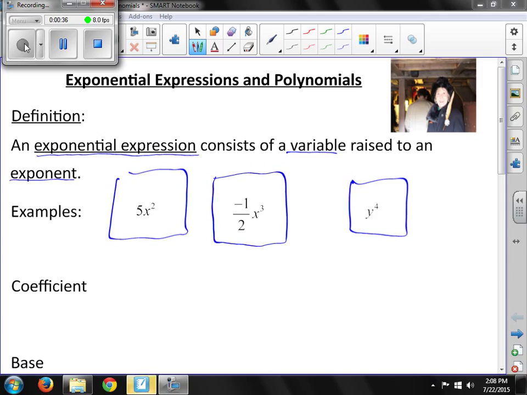Now let's talk about what the coefficients of these expressions would be. The coefficient is the number in front of the variable, so the coefficient of the first expression would be 5. The coefficient of negative 1/2 x cubed would be negative 1/2. For y to the fourth power, since there's not a coefficient showing, the number in front is understood to be 1. So the coefficient is 1.